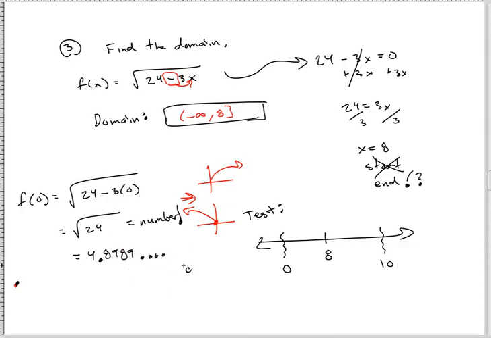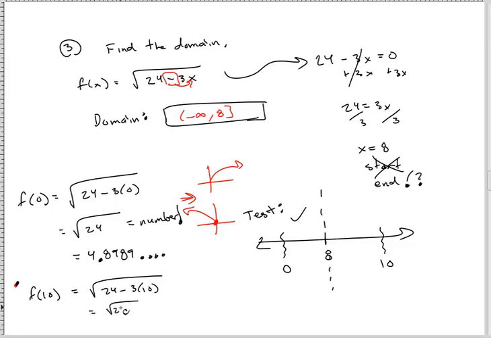That's good. So in a way here, this 8 is kind of like the cutoff line. Everything over here works great. Okay, I tested a number. It works. I like it. But what about if I tested that 10? And so I'm going to say the square root of 24 minus 3 times 10.